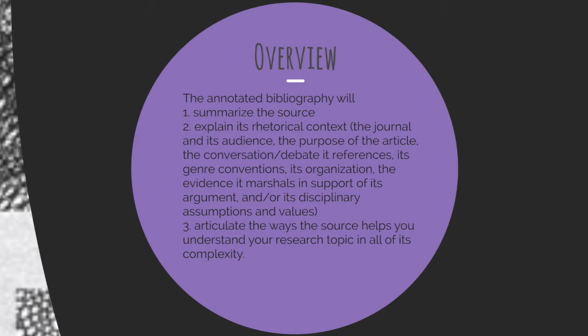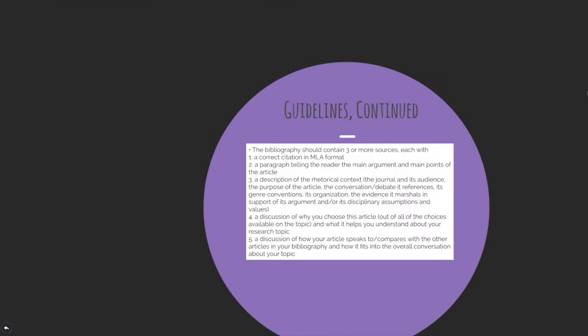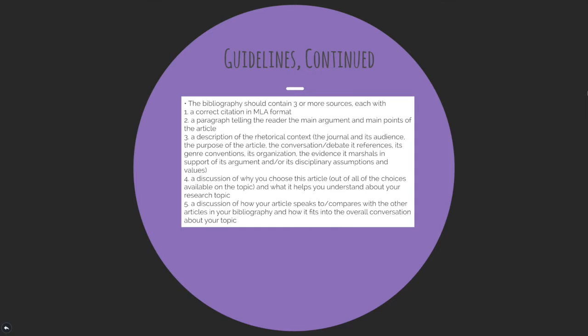Your bibliography will, 1, summarize your source, 2, explain its rhetorical context, and we're going to talk about that in this workshop today, and 3, articulate the ways your source helps you understand your research topic and all of its complexity. Your bibliography should contain 3 or more sources, each with a correct citation in MLA format, which you learned how to do last class in the library module.